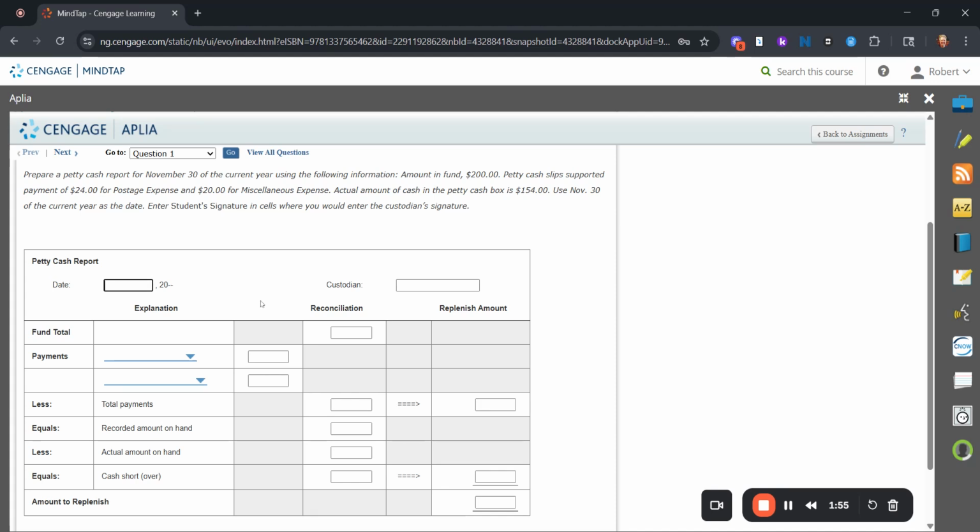So let's start with the date. November 30th. The custodian of the account, student's signature. So don't actually put your name in there. You have to literally just put the word student signature in there. So the fund total says up here, amount in fund, $200. So at the beginning of the month, petty cash should have $200 in it.